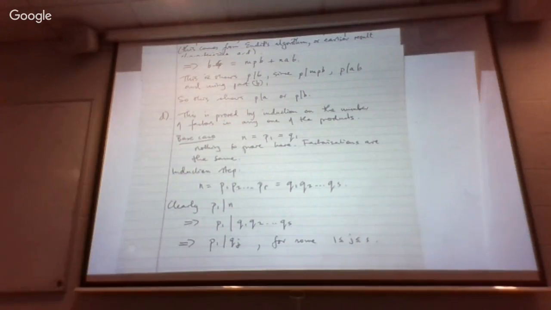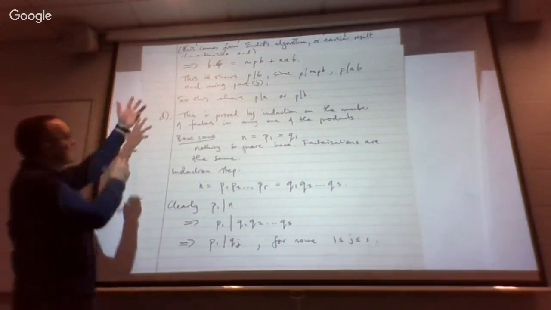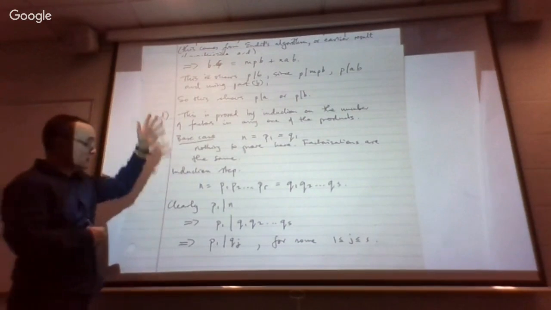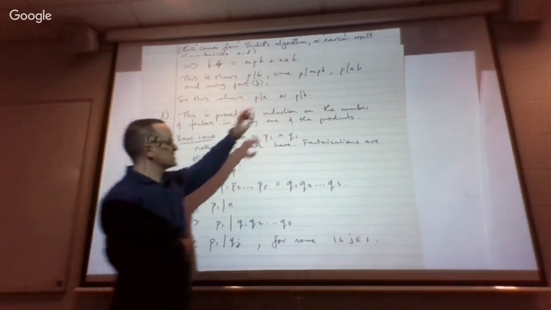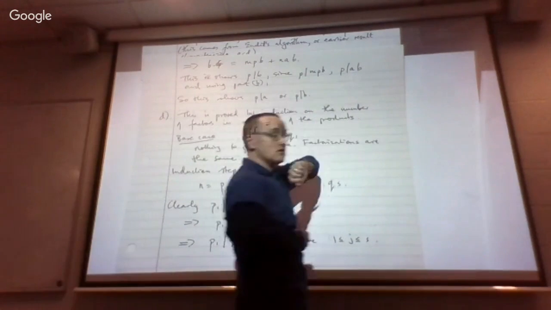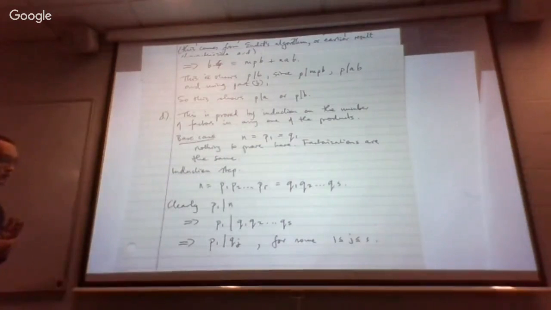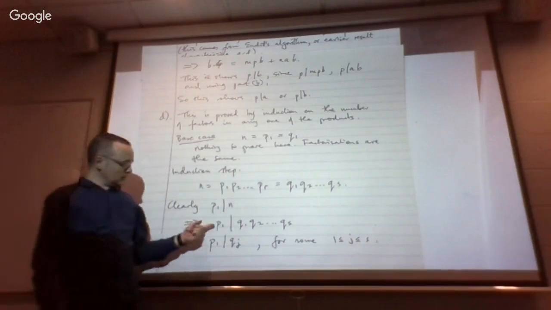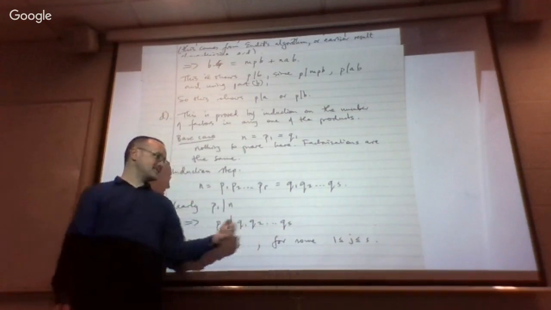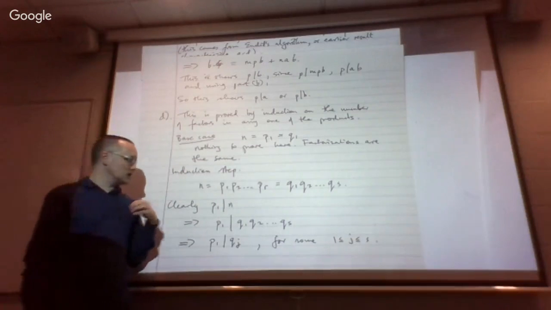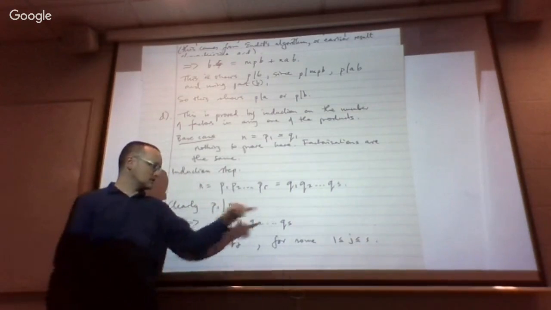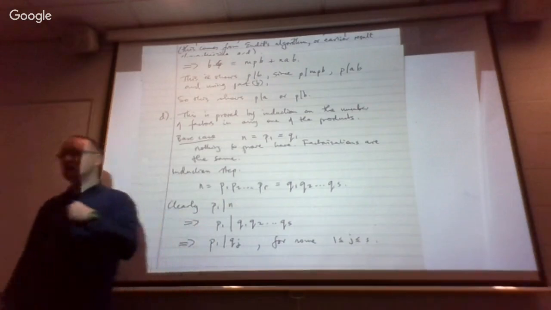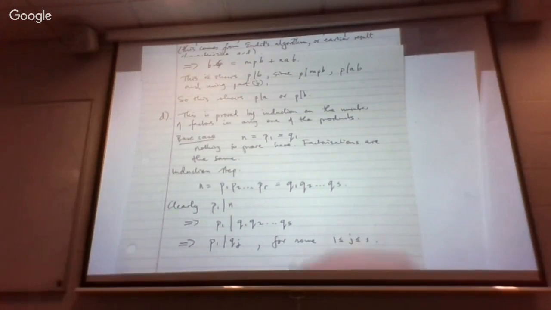Well, that implies, by generalizing Euclid's lemma from before, which said that if a prime P divides a product of two things, then it must divide one or the other. Here we have a prime P dividing a product of S things. Well, by extension, if it divides the product of these S factors, it must divide one of them. So that's from the extension of Euclid's lemma.